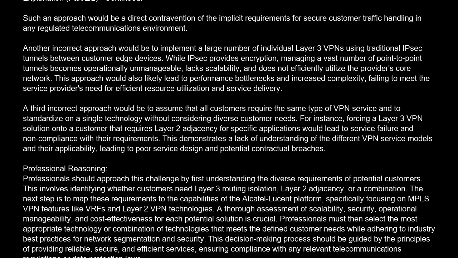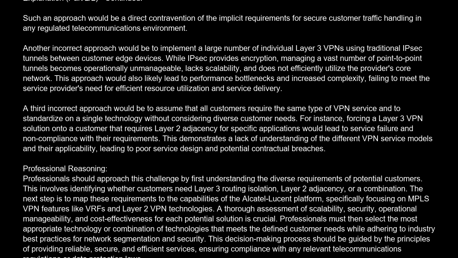A third incorrect approach would be to assume that all customers require the same type of VPN service and to standardize on a single technology without considering diverse customer needs. For instance, forcing a Layer 3 VPN solution onto a customer that requires Layer 2 adjacency for specific applications would lead to service failure and non-compliance with their requirements. This demonstrates a lack of understanding of the different VPN service models and their applicability, leading to poor service design and potential contractual breaches.